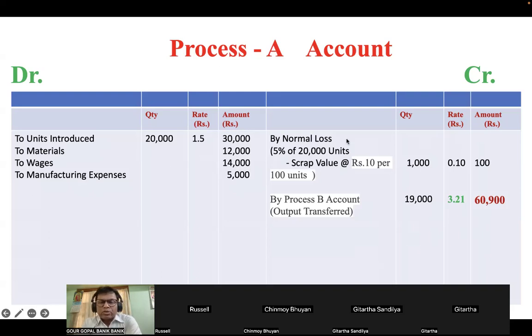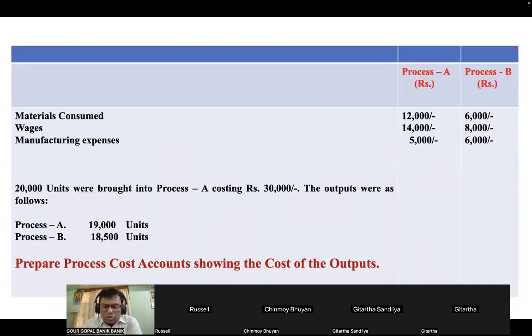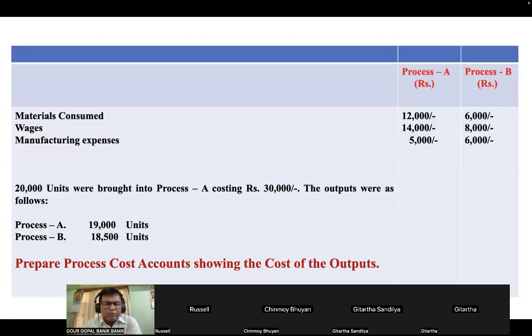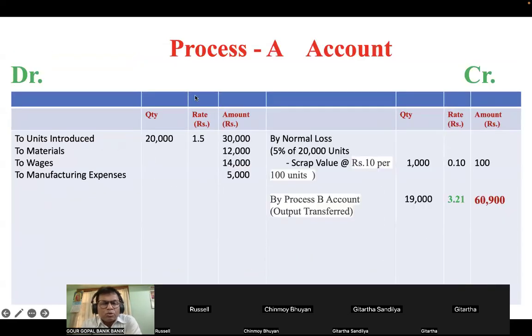Now come this side, dear students. Out of this 20,000, see in the question, I mentioned that 5% units are entering from our past experience. Wastage occurring in process A is 5%. I've already told you this is normal loss, because it is coming from past experience. You always know 5% will be lost. So out of 20,000, I have taken 5%, and 5% of 20,000 is 1,000. This is normal loss.